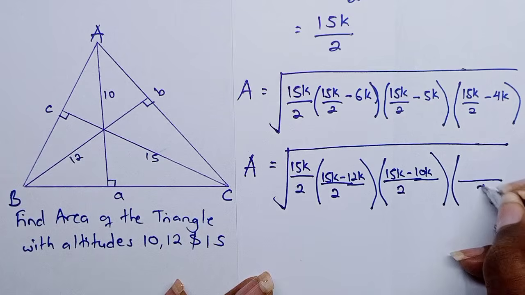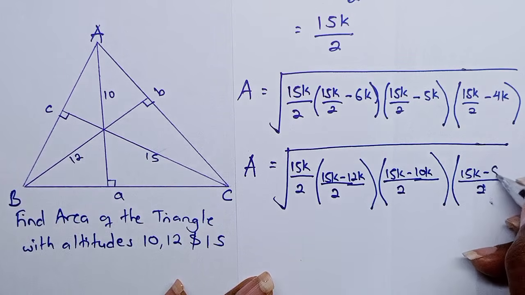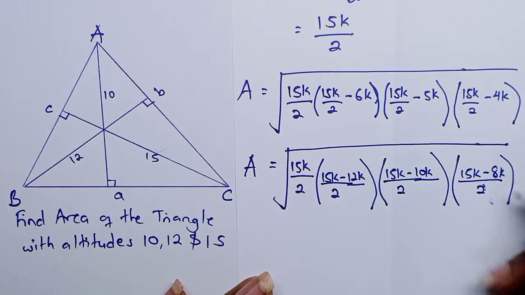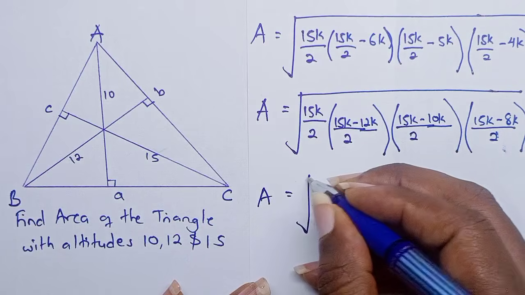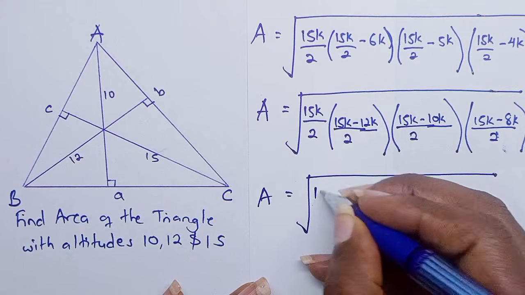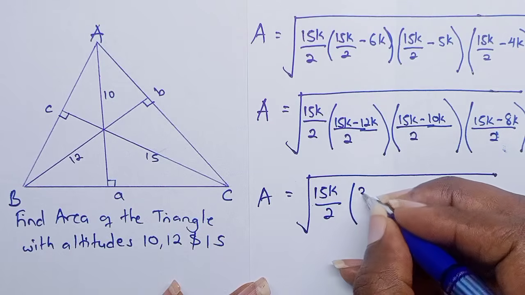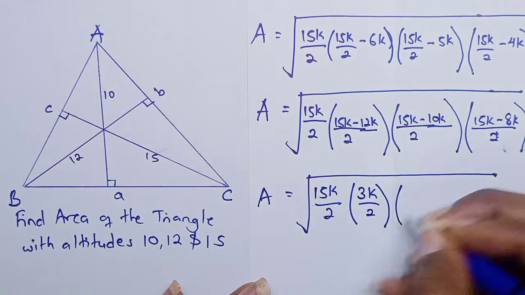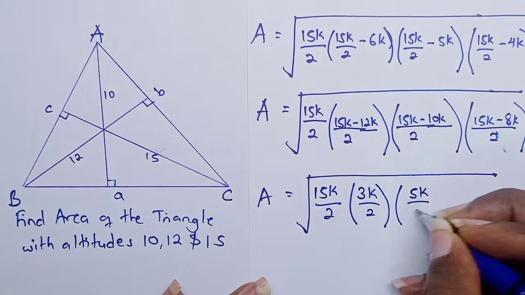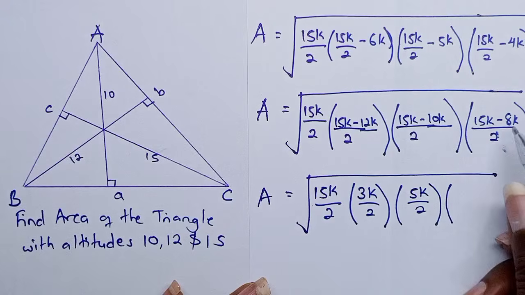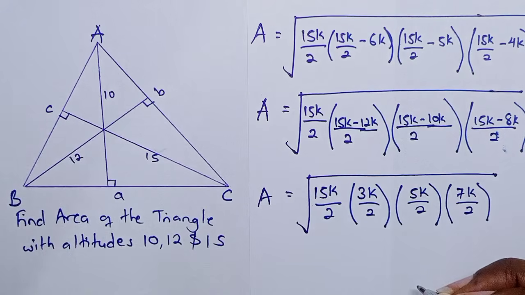Then into over 2, so 15K minus 2 times 4 is 8K. Okay, so area would be equal to 15K over 2 into 15 minus 12 gives us 3K over 2. 15 minus 10 gives us 5K over 2. Then 15 minus 8 gives us 7K over 2.